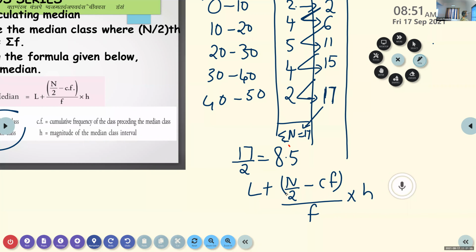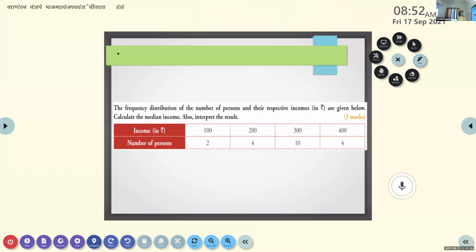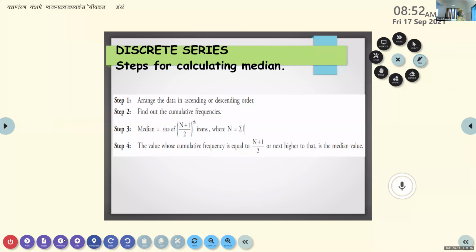Before that, one more thing. L is equal to, what is L now? 8.5 is the N by 2. So 8.5 is located where? Thus, we have to find from the cumulative frequency. 8.5 is located in which model class? The previous one we did like that only. I'll just show once.